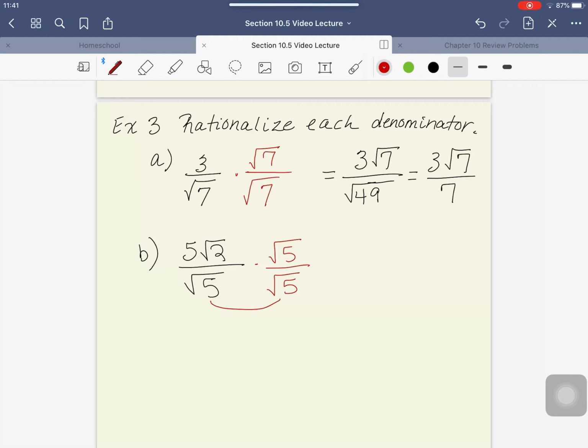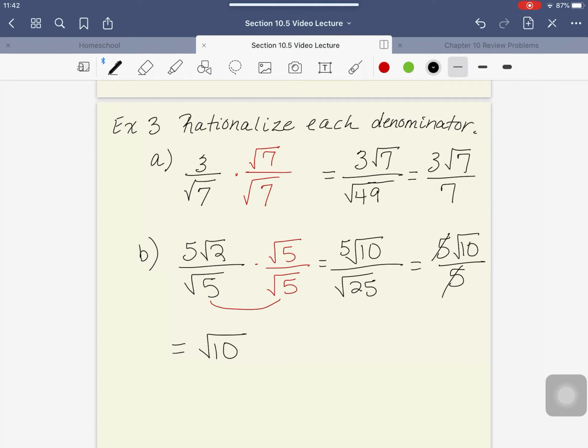I'm not sure if I said this, but rationalizing a denominator means that you are removing the radical from the denominator. So you'll multiply by whatever you need to in the denominator in order to get rid of that radical. And whatever you multiply in the denominator, you also multiply by in the numerator. So now we have 5 square root of 10 over the square root of 25, and the square root of 25 is 5. Now, the 5's will cancel out, so your final answer is the square root of 10.